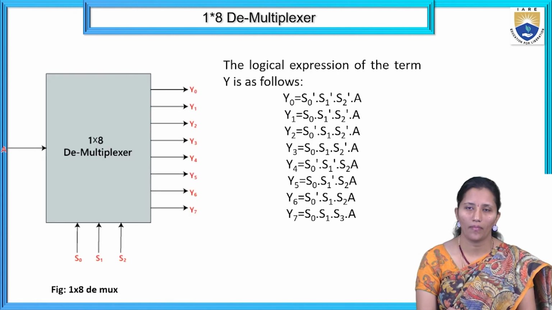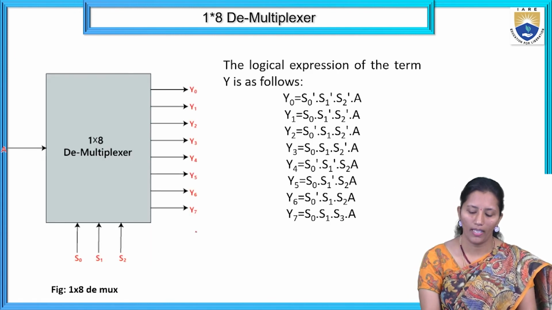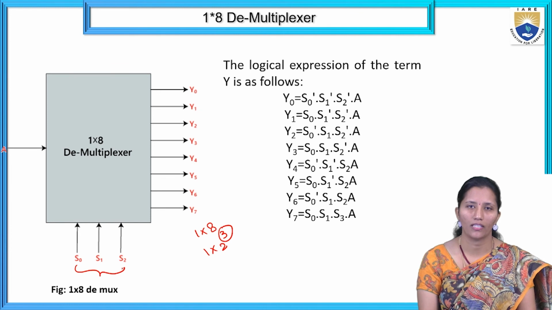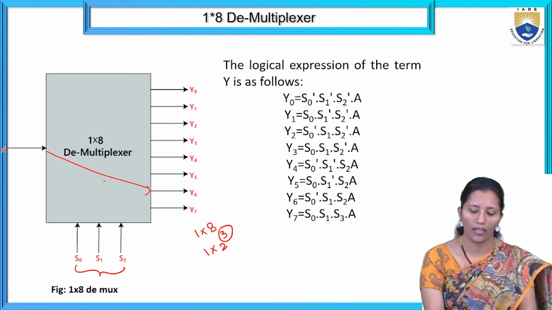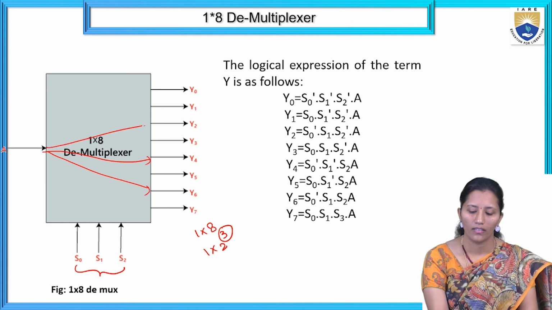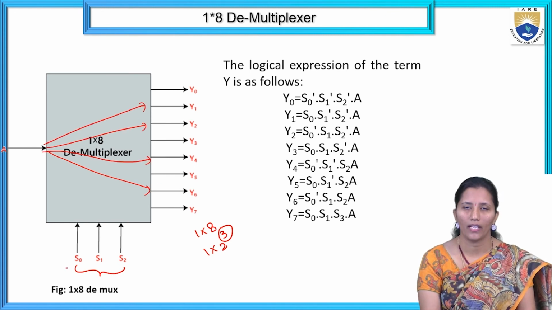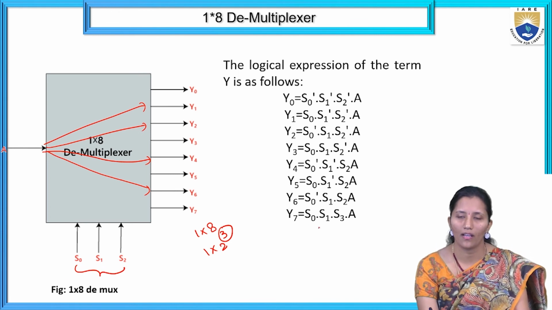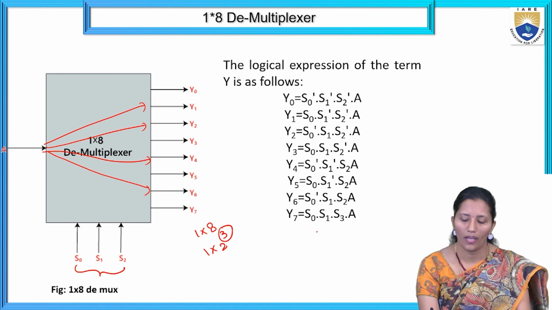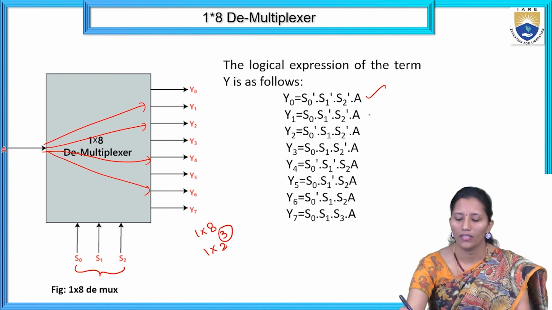For 1 to 8 demultiplexer, 8 we can write as 2 power 3, so we have 3 selection lines: S0, S1 and S2. According to these selection line values, the input A will be routed to any one of the outputs. The other outputs will be disabled. So according to these selection lines, the output will be selected. So we have to write these equations by using truth tables.